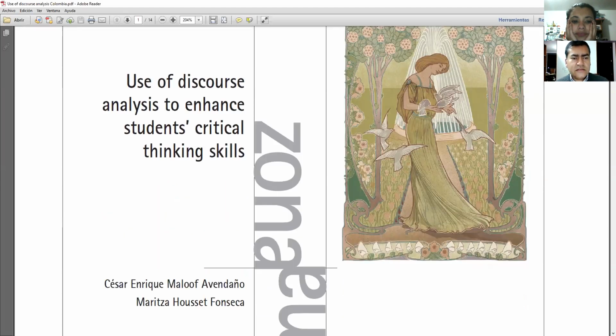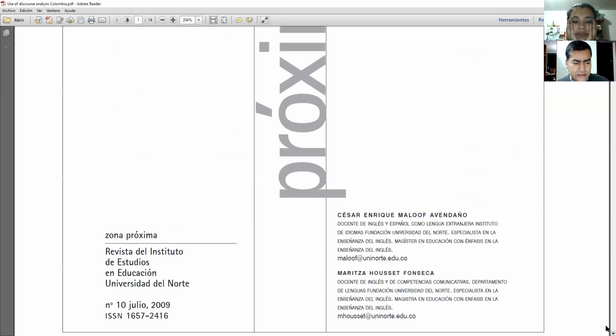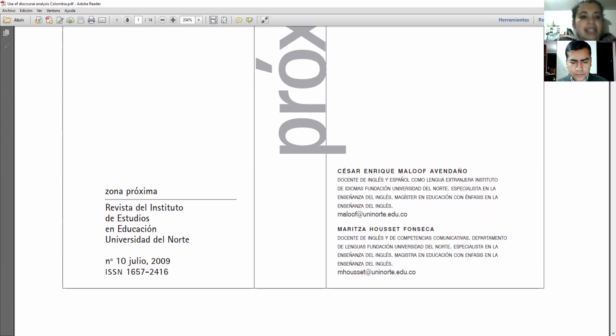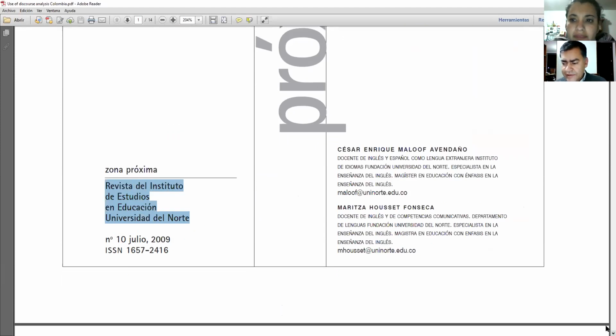So this is use of discourse analysis to enhance students' critical thinking skills. Along the way, they talk about higher order thinking skills. And what's nice about this is a Universidad del Norte. Okay. Is it an article or a book? It's a journal from the Instituto de Estudios en Educación, Universidad del Norte. Can you see this? Can I see the abstract, please? Absolutely, yes, ma'am.